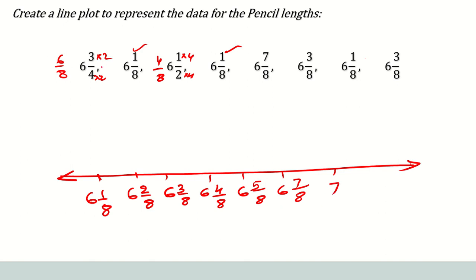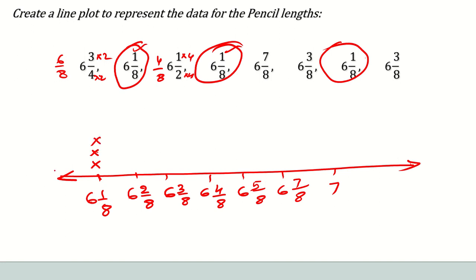Now 6 and 1 over 8, how many numbers are there? You see 1, 2, 3. So here you will make 3 x's like this, because we have 6 and 1 over 8 three times. Okay, now 6 and 2 over 8, do we have it somewhere? 2 over 8 means 1 over 4. Okay, so do we have 1 over 4? I don't think so. No, we don't have it. Okay, now I think one number is missing here, 6 over 8, and then 6 and 7 over 8, then 6 and 8 over 8 means 7.